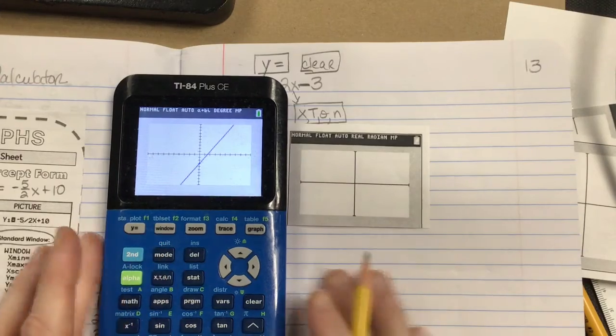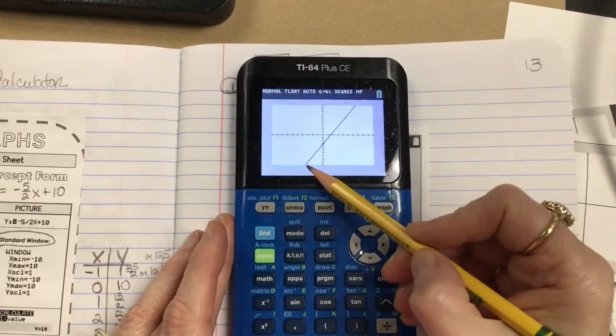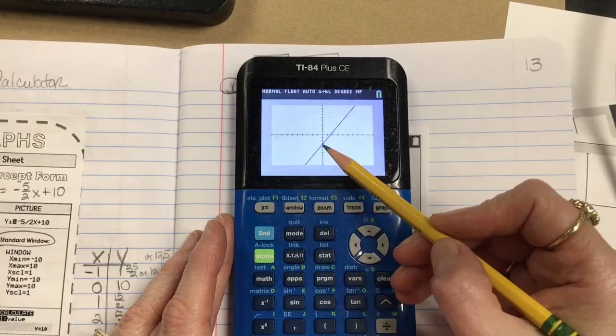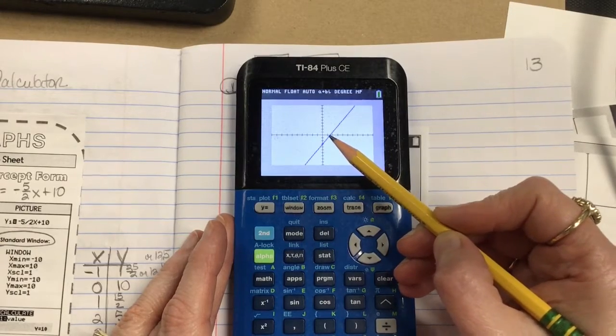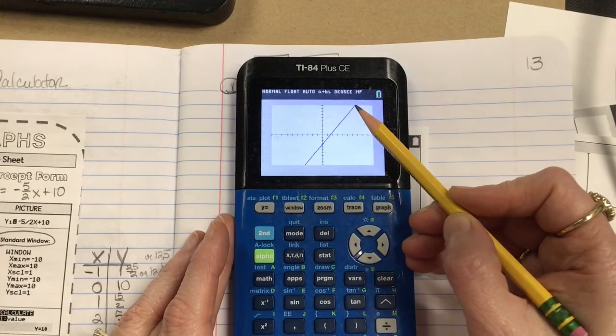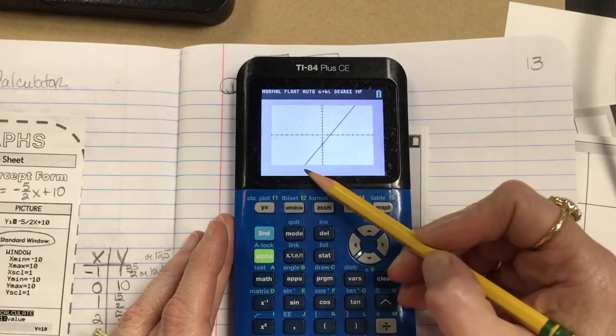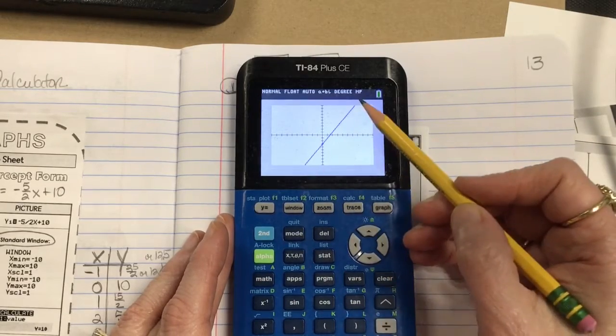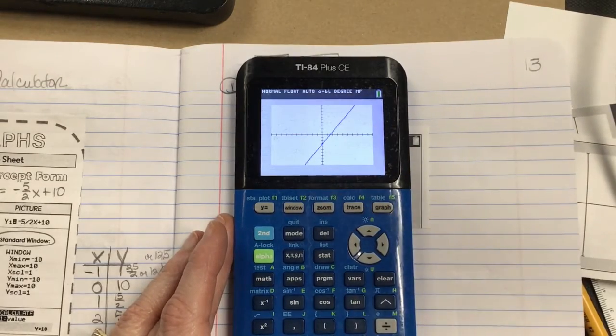Now, I see 4 good points. I could use this one down here, I could use that one, I could use that one, or I could use that one. Now, I'm going to be honest with you. I like this one and this one. I would not try to do all 4 because it's hard to get them to eyeball line up.